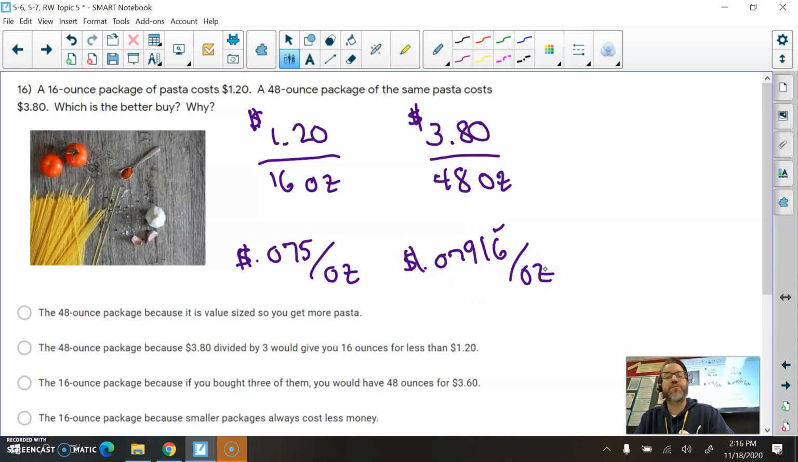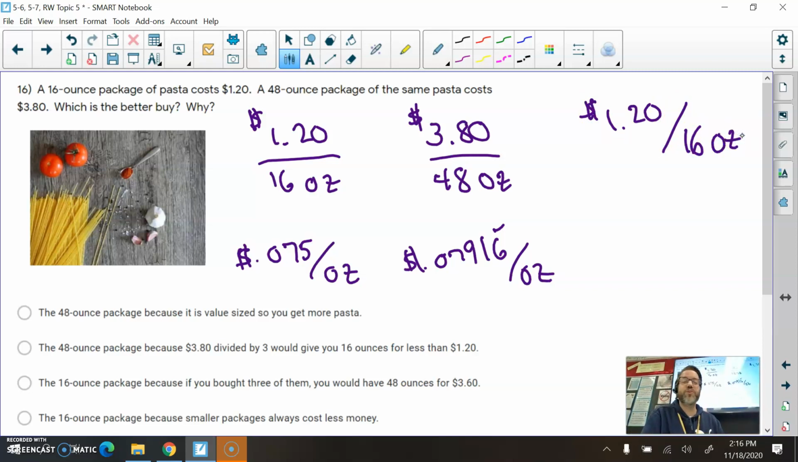Again, money is only supposed to go like 2 places past the decimal point. So this would be about 7.9 cents per ounce. 7.5 cents per ounce is a little cheaper. So this one's the better buy, $1.20 for 16 ounces. Now, there's an easier way to do this one.